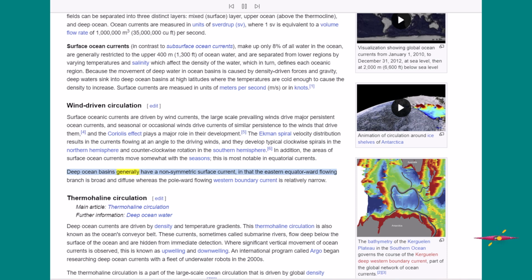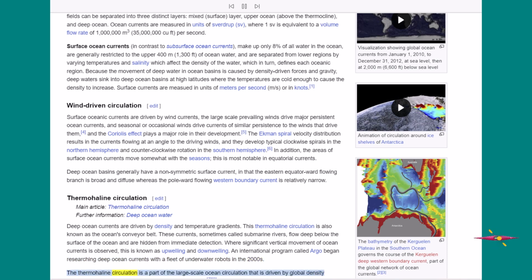Deep ocean basins generally have a non-symmetric surface current, in that the eastern equator-ward flowing branch is broad and diffuse, whereas the poleward flowing western boundary current is relatively narrow. Thermohaline circulation. Deep ocean currents are driven by density and temperature gradients. This thermohaline circulation is also known as the ocean's conveyor belt. These currents, sometimes called submarine rivers, flow deep below the surface of the ocean and are hidden from immediate detection. Where significant vertical movement of ocean currents is observed, this is known as upwelling and downwelling. An international program called Argo began researching deep ocean currents with a fleet of underwater robots in the 2000s.